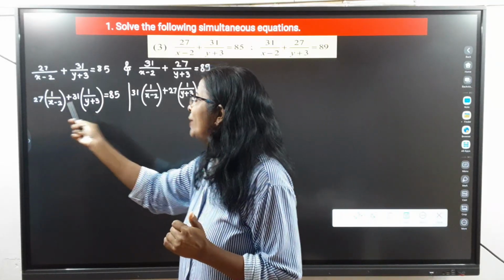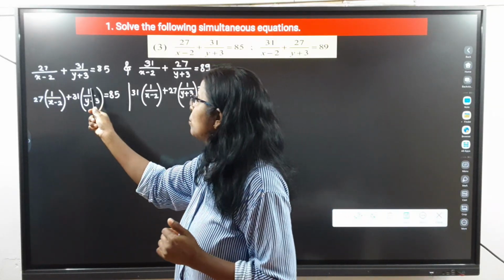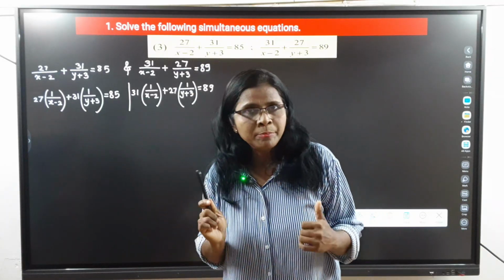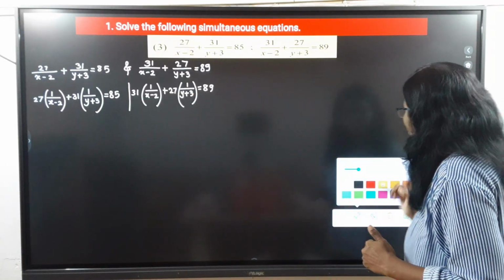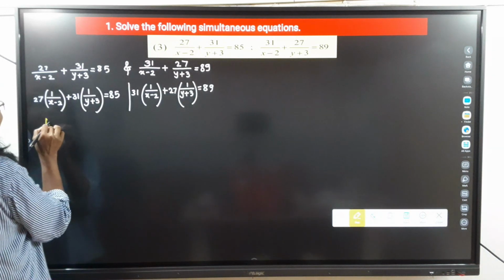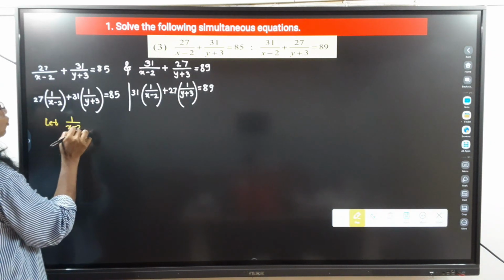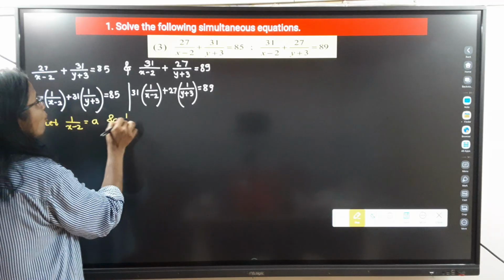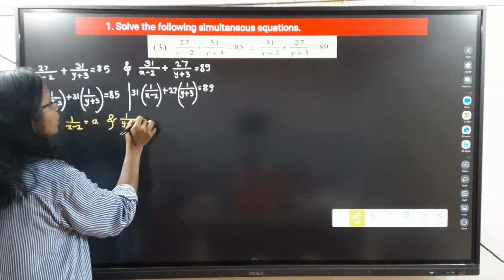Then further, carefully observe these two equations, students. There are similarities: here 1 upon x minus 2, here also 1 upon x minus 2, here 1 upon y plus 3, here also 1 upon y plus 3. So that means here, students, the assumption part is here. So let 1 upon x minus 2 is equal to a and 1 upon y plus 3 is equal to b.